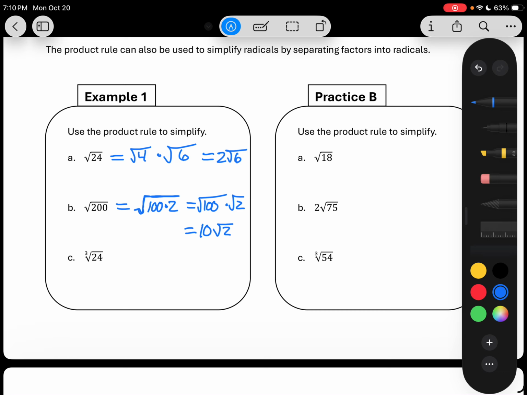However, if you look at letter C, that is not a square root, it is a cube root. So instead of looking for a perfect square that is a factor of 24, we want a factor of 24 that's a perfect cube. And if we think real quick about some of the perfect cubes, we're not as familiar with those as we are perfect squares. 1 is a perfect cube, and then 8 is a perfect cube because 2 times 2 times 2. And then 27, 3 times 3 times 3. 64, 4 times 4 times 4.